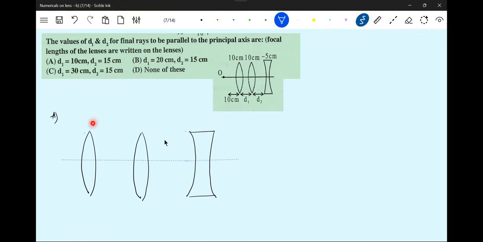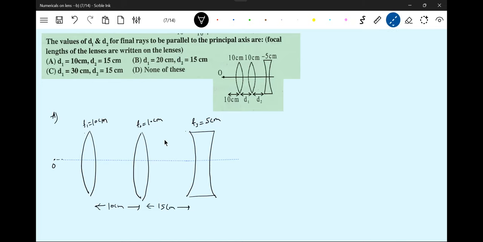Okay, this is the focal length F1. F3 is 5 centimeter. I have kept an object. Now, if this is 10 centimeter, I'm checking myself whether I'm right or wrong. We know the object is at 10 centimeter. So after refraction, the rays will become parallel, no? Because if a real object is at the second principal focus of the convex lens, after refraction, the rays will become parallel.